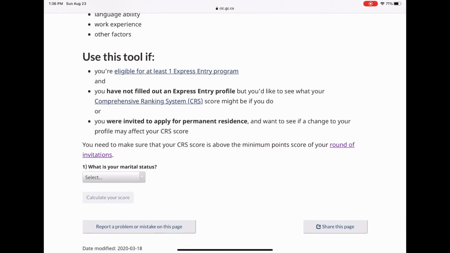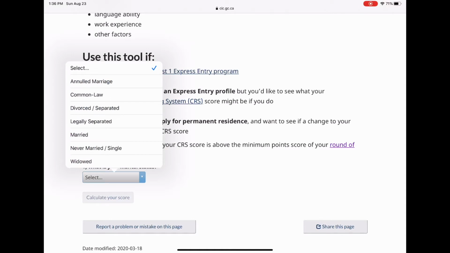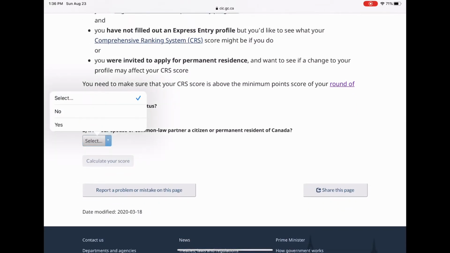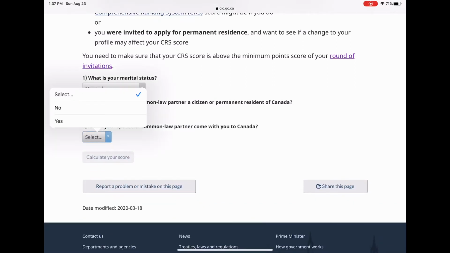Let's see. What is your marital status? I'm gonna do it with the bare minimum. Married. Now my husband was not in Canada, but if your spouse or common law partner is already in Canada, a citizen or permanent resident, then you can put yes, but mine was not, so no for me. Then whether your spouse or common law partner is coming with you to Canada, you need to put yes. If not, no. I'm gonna put yes.